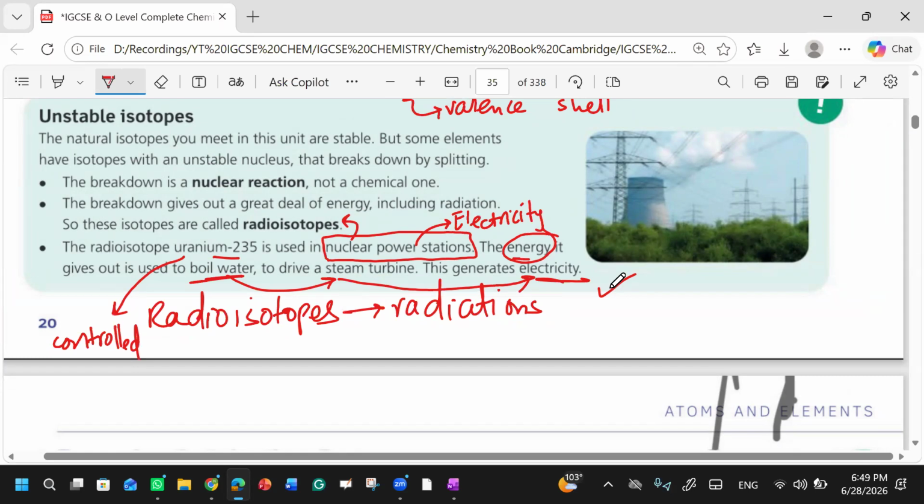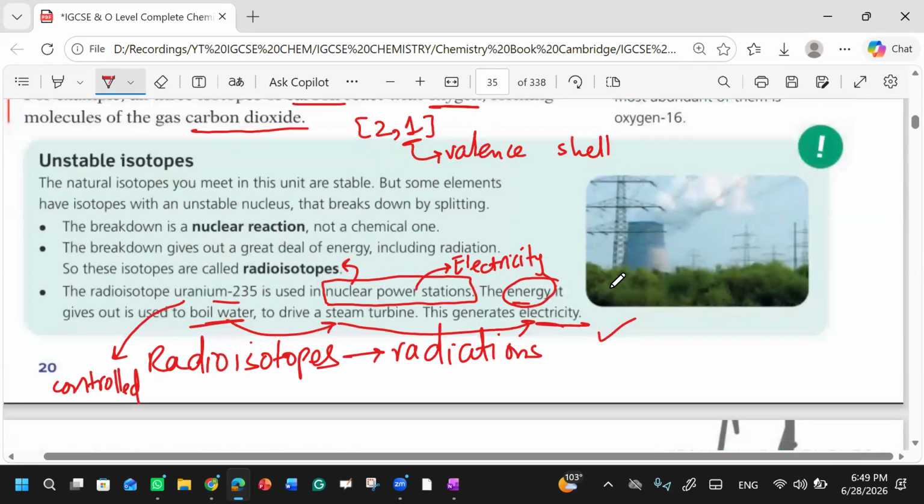Okay, are you clear with this concept of unstable isotopes or radioisotopes?